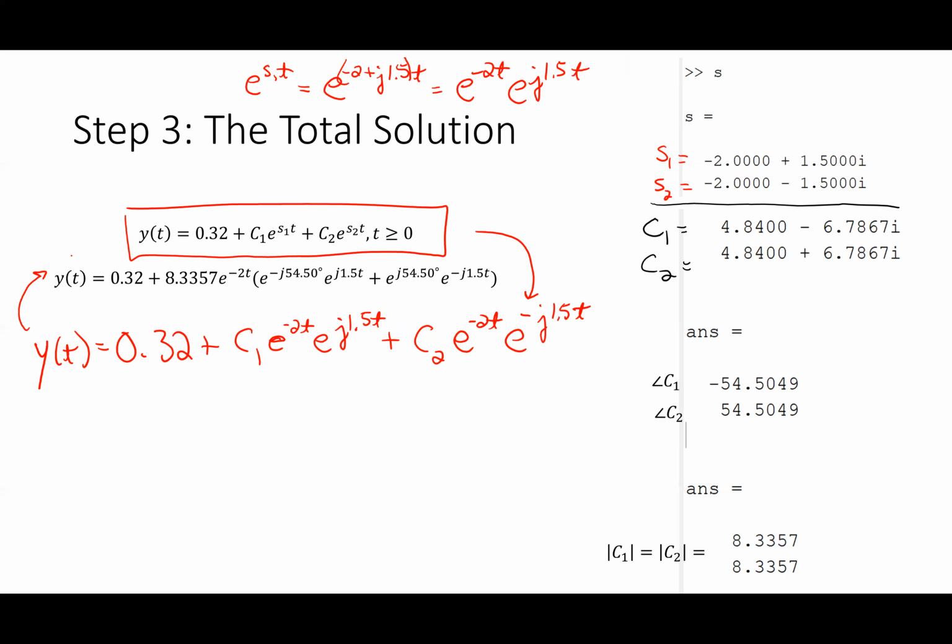I get this. Okay. Now, if I look at just this piece right here, that's familiar to me, right? Where have I seen that before? What's that?